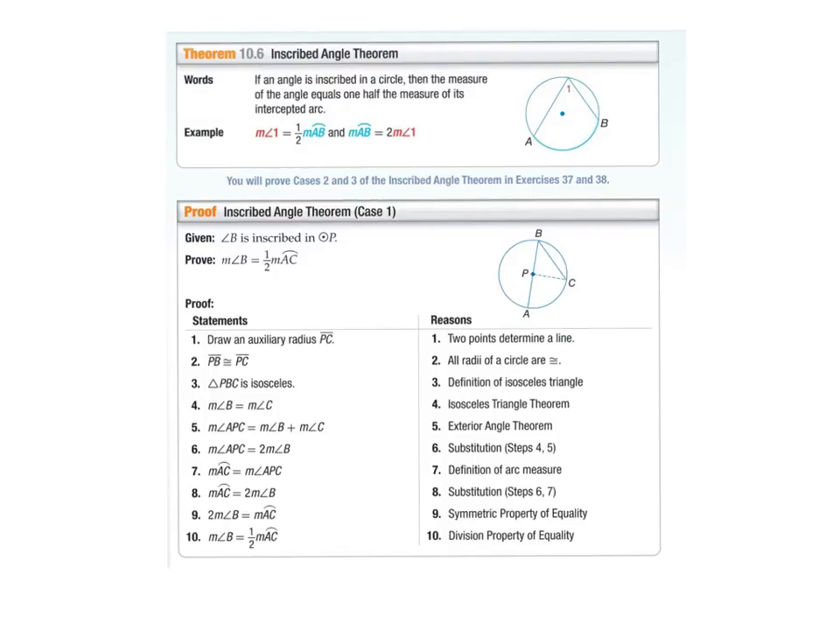Alright, so here's the theorem, and the theorem is just purely and simply whatever this arc is between A and B, angle 1 is half of the degrees. So if AB, let's just say it's 100 degrees, then angle number 1 will actually be 50 degrees.